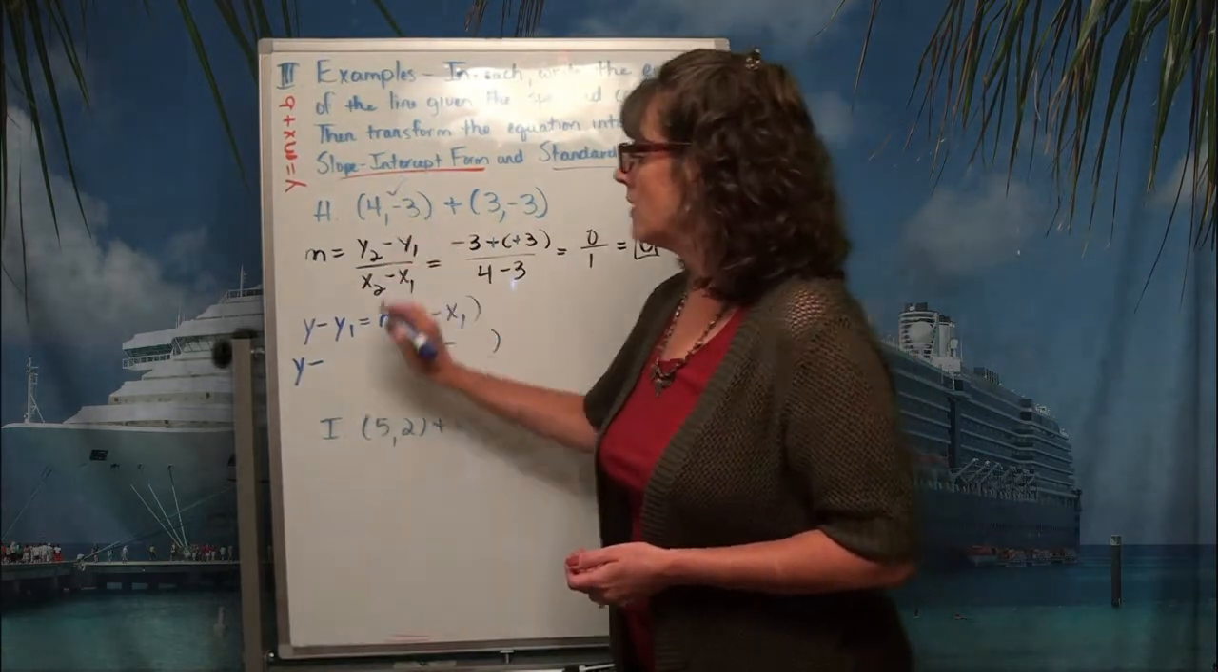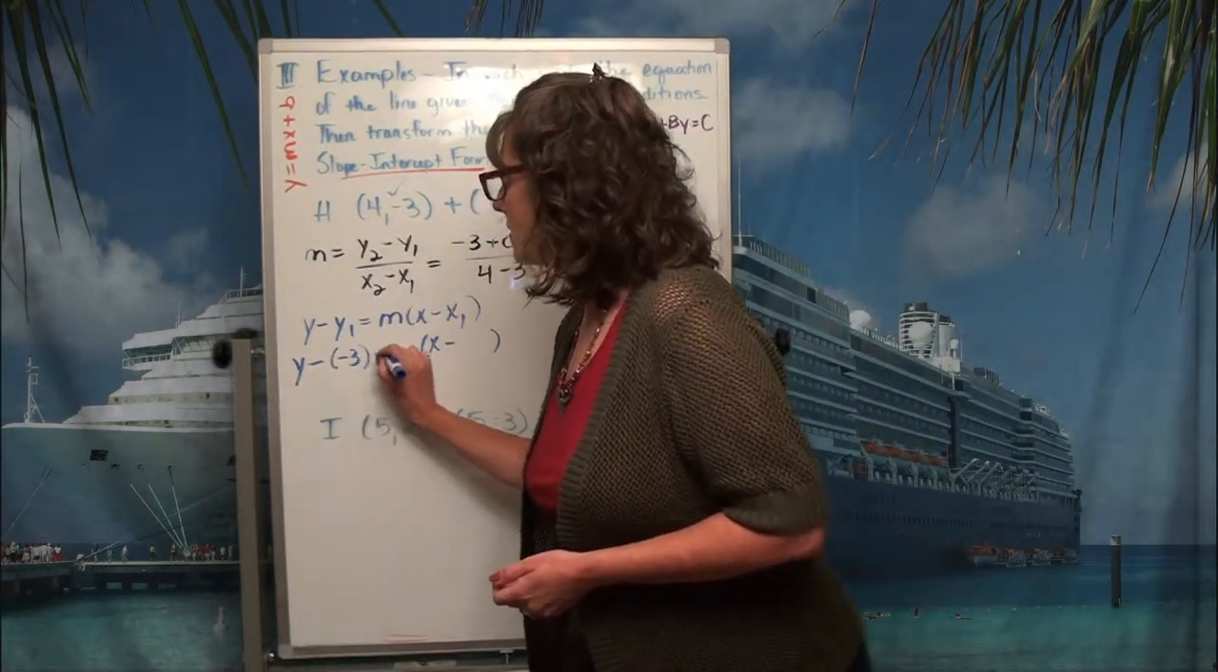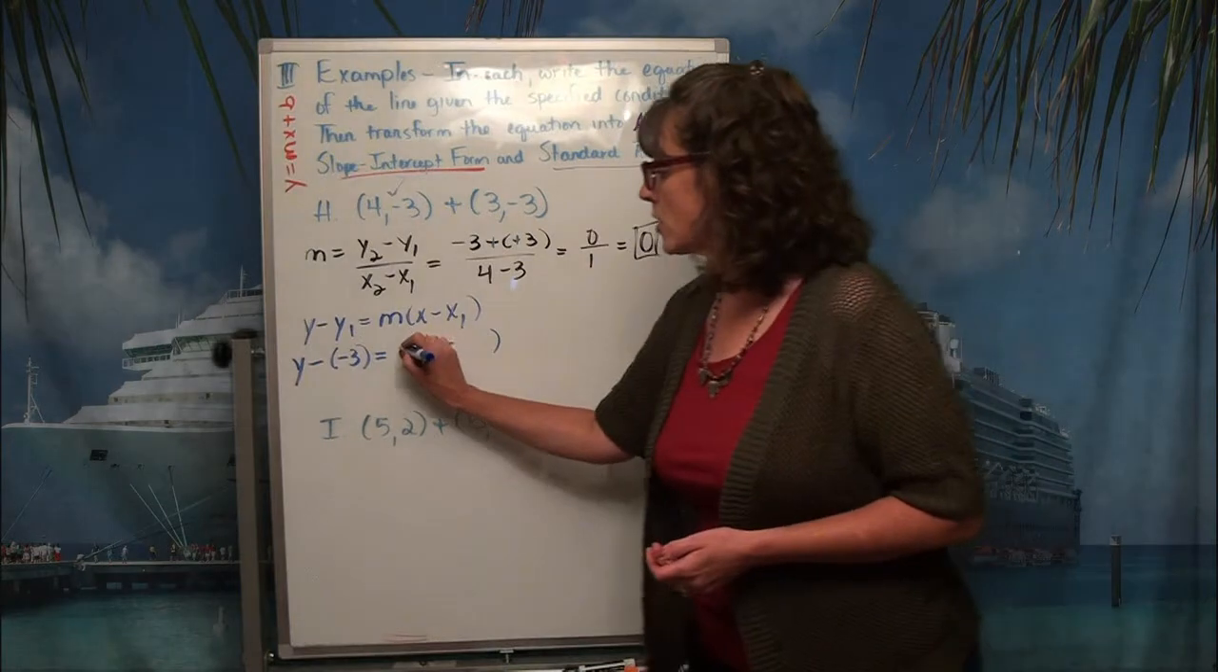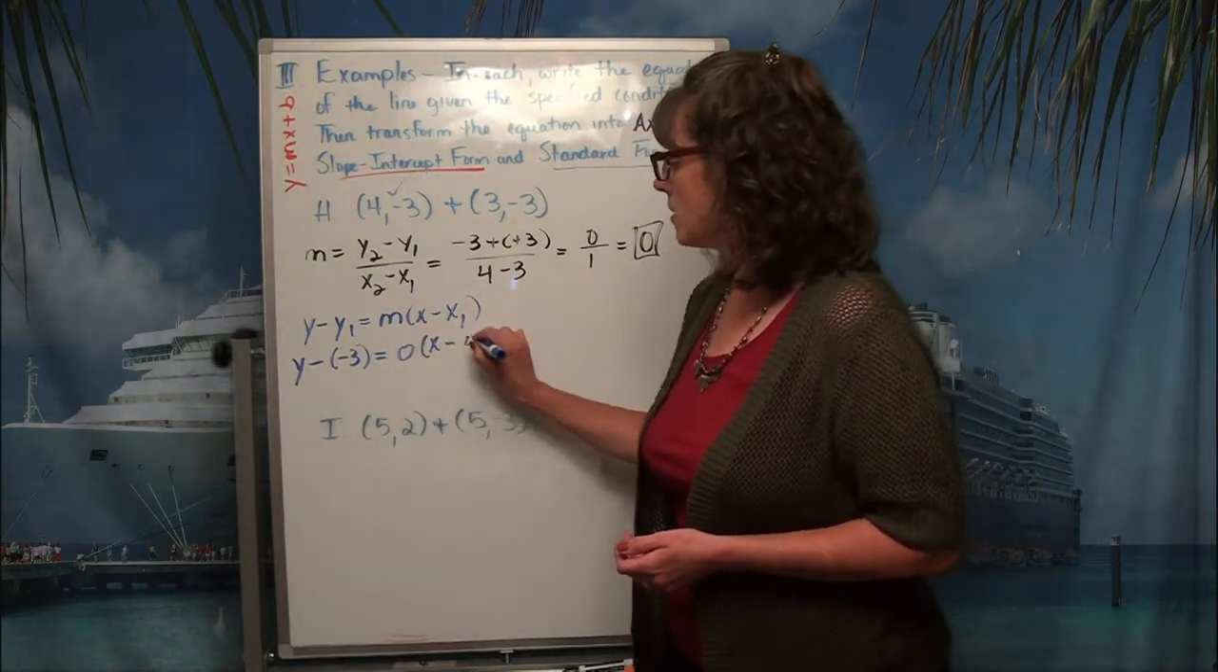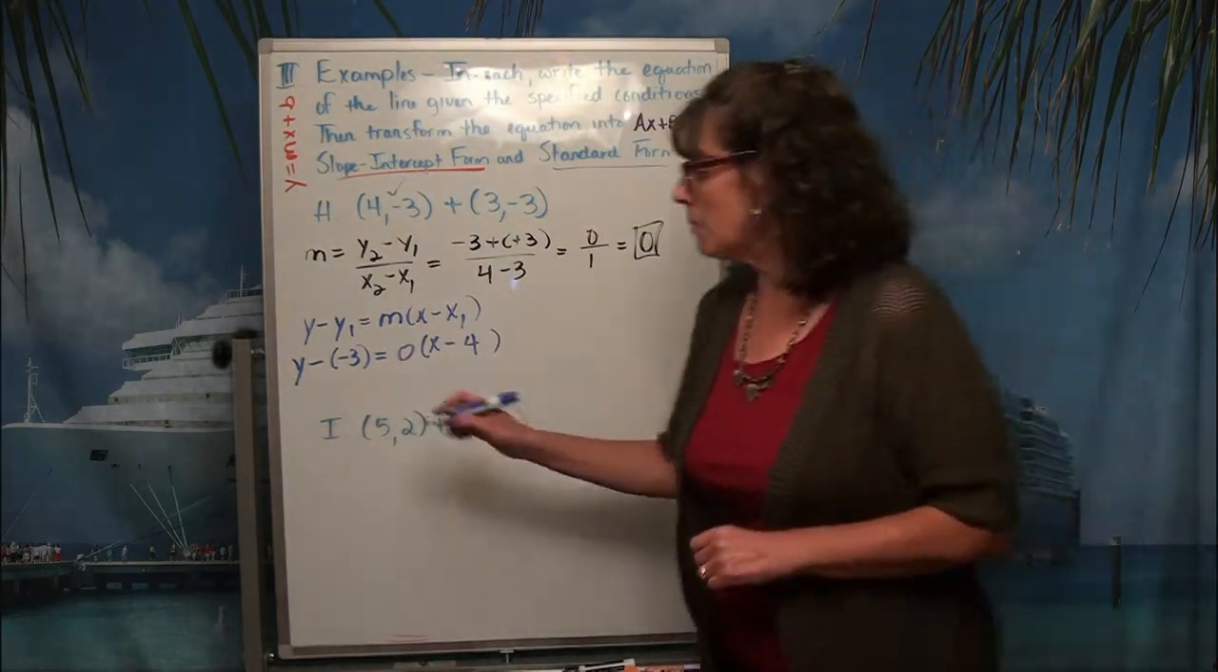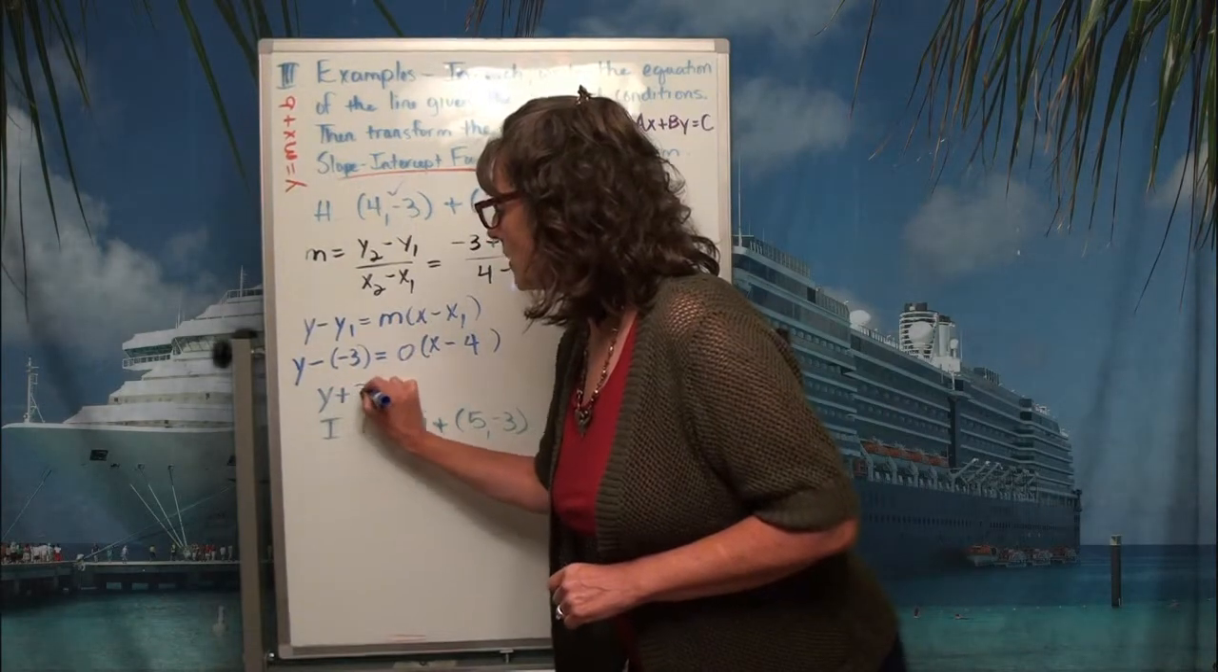And that means I'm going to put the -3 right here where the y is. My slope of 0 is going to go right here. And my x is going to be 4. Now my cleanup is that subtracting a negative is really adding a positive.